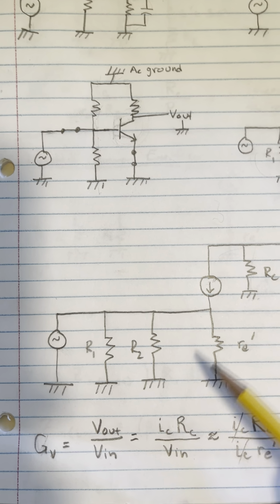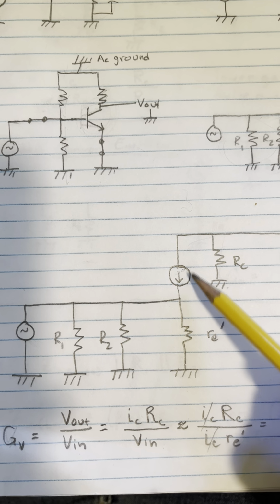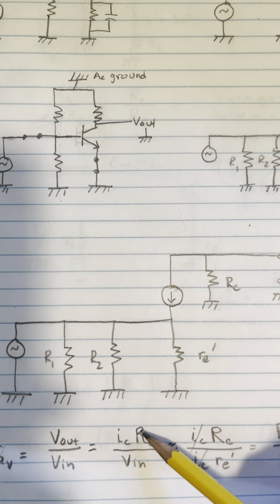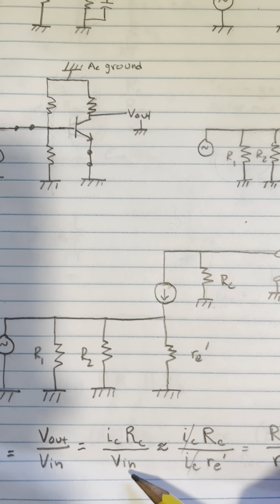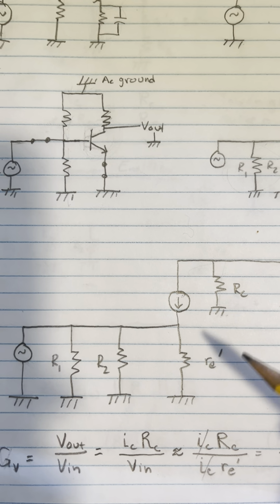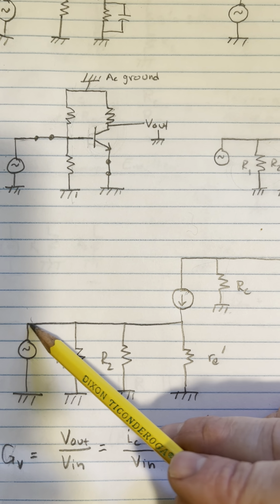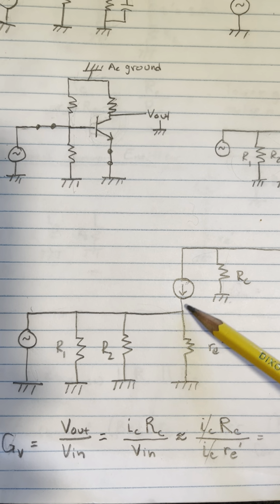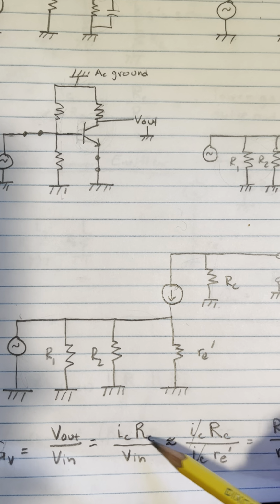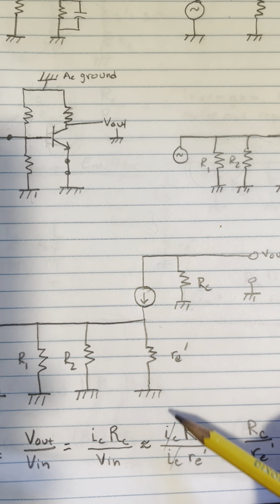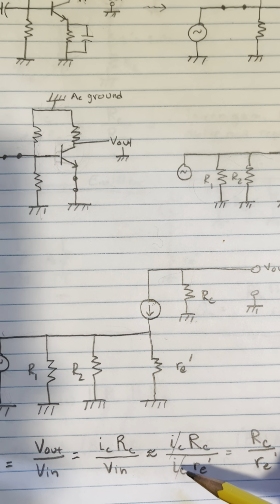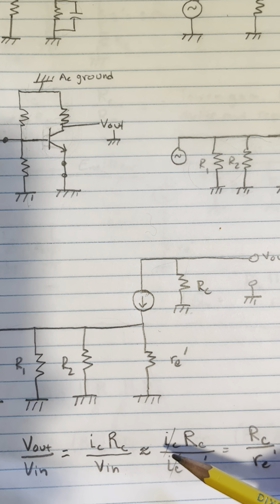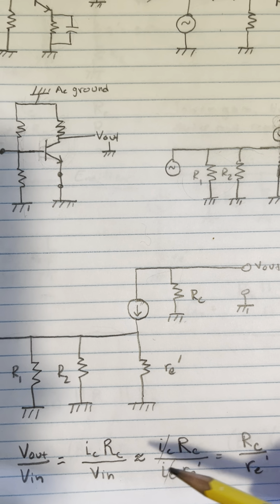Well, V out is simply the collector current IC going through the collector resistor RC. And so that's going to be IC times RC divided by V in. And one of the things you'll notice is V in, these are all parallel to each other. So V in has to be equal to the voltage across RE prime, which is just IC times RE prime, and you can see that the ICs cancel out. Now in reality, this is actually IE, the emitter current, but we're approximating IE as being very close to IC.